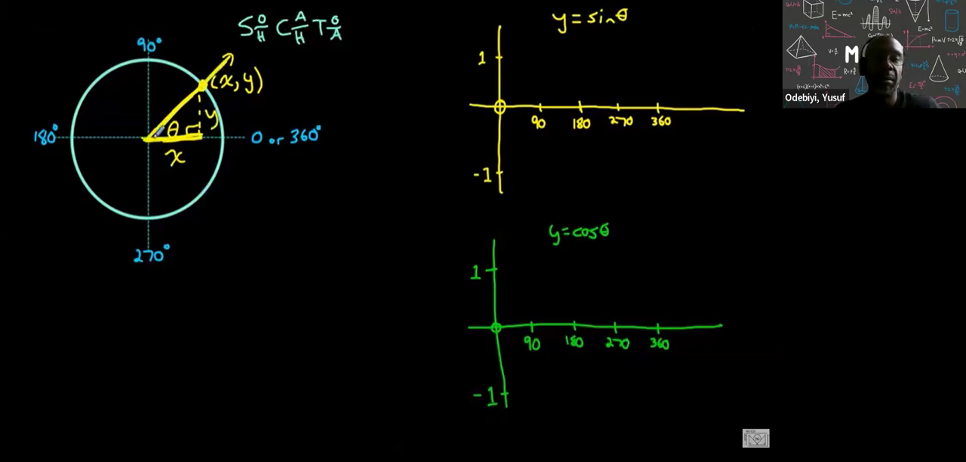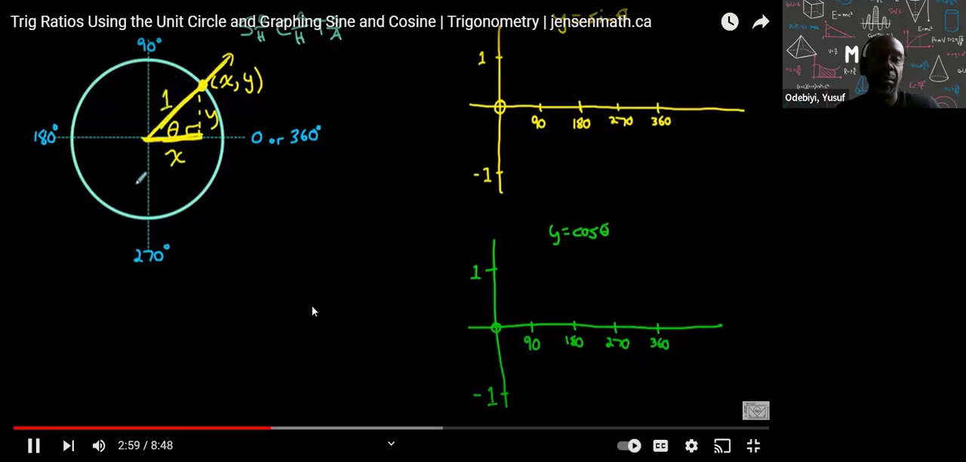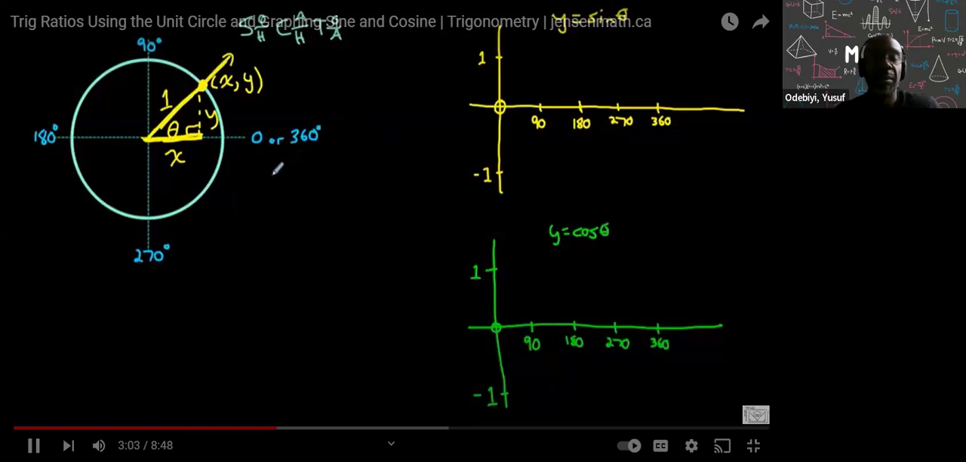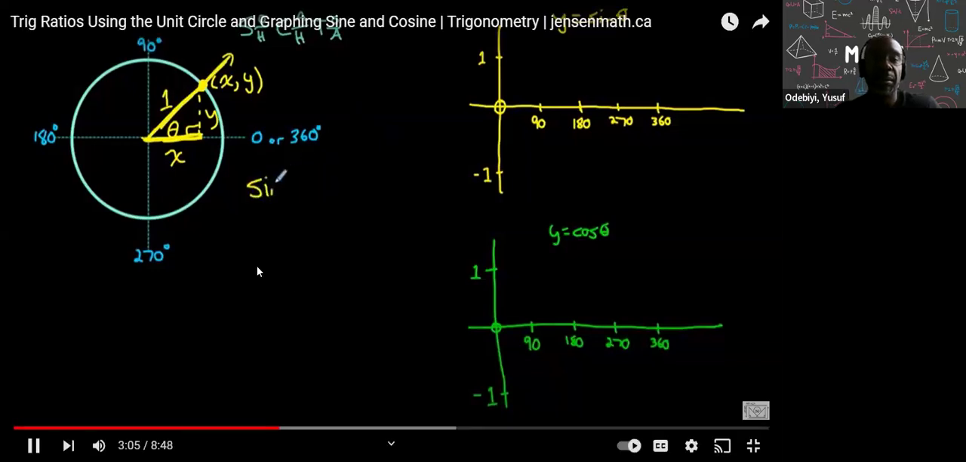And this side, the hypotenuse of the right triangle, is the length from the middle of the circle to a point on the radius of the circle. Since it's a unit circle, the radius has a length of 1. So we can rewrite our primary trig ratios in terms of x and y. Sine theta would be equal to the opposite side, y, over the radius of 1.